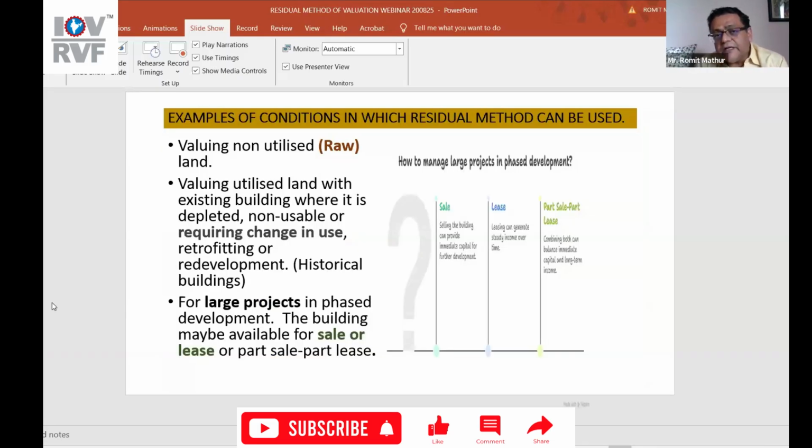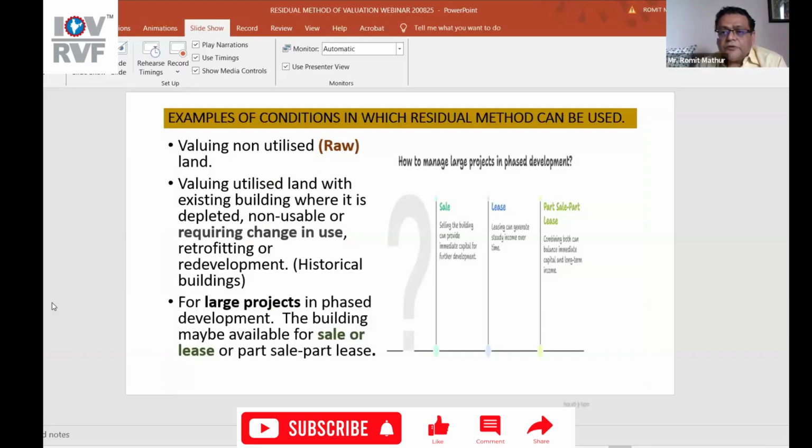Now, examples of conditions in which the residual method can be used. One, of course, is valuing non-utilized raw land. Another is valuing utilized land with an existing building where it is depleted, non-usable, or requires a change in use, retrofitting, or redevelopment.